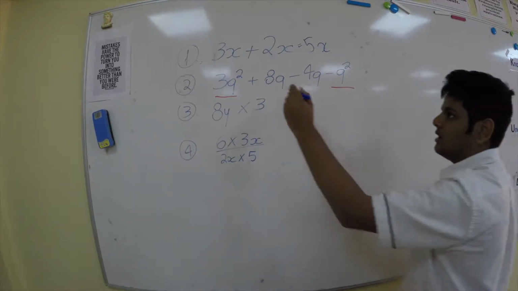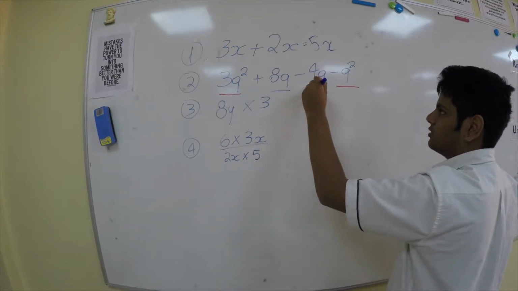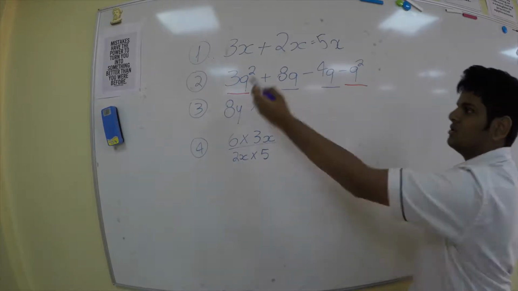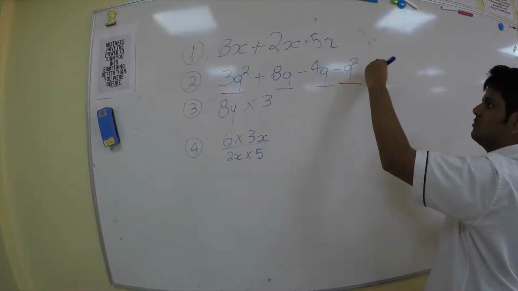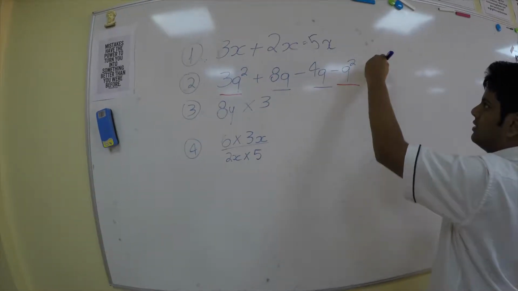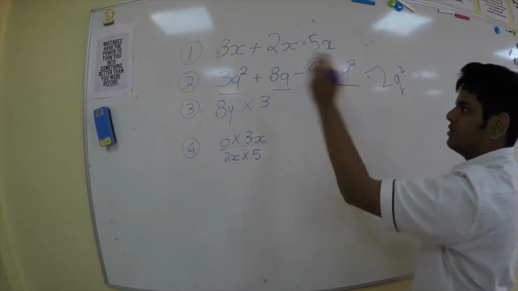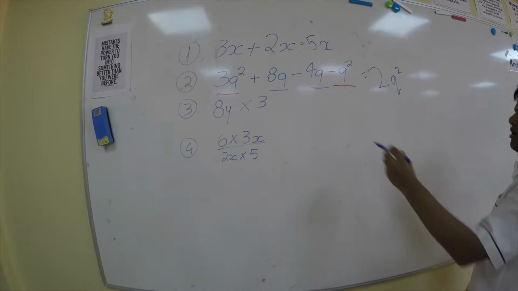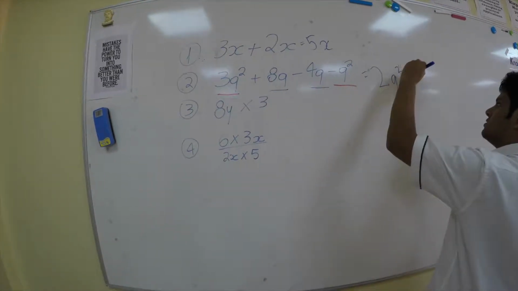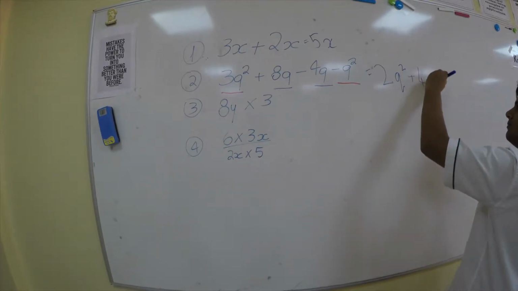And 8q minus 4q. So now let's do the q squared first. So 3q squared minus q squared is simple enough. It's 2q squared. Okay, so we're done with the q squares. Now we can go on to q, or 8 minus 4, it just becomes plus 4q.